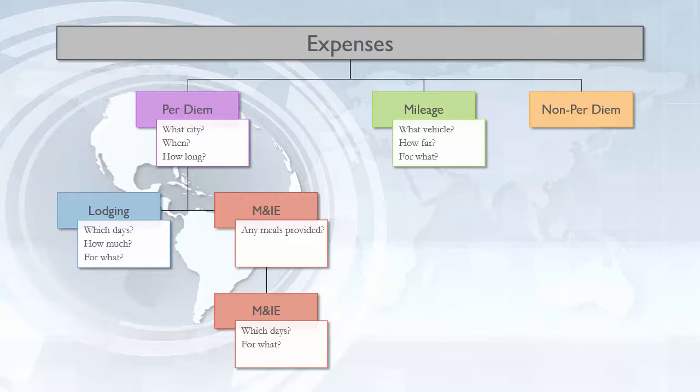Finally, there are non-per diem expenses, basically everything else, such as airfare, rental cars, etc. It's also how non-travel related expenses, like office supplies, are treated in the system.